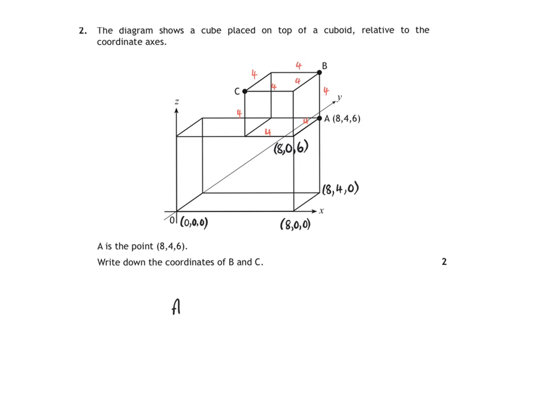So we know what A is, and we need what B is, and we need what C is. If we start from A, we've gone 4 up, so that is the Z direction. So the Z needs to be increased by 4. So that means it's going to be 8, 4, 10.